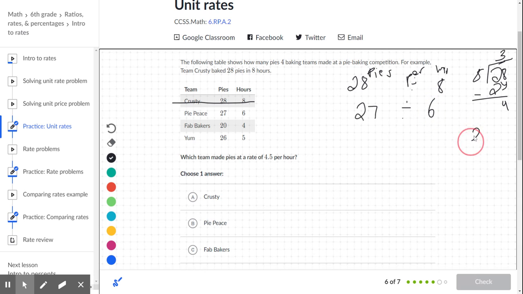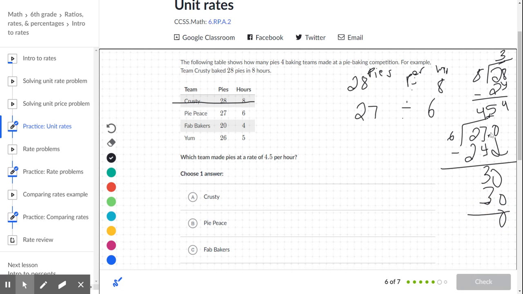So that's 27 divided by 6. 6 can go into 27 4 times because 4 times 6 is 24. When I subtract it out, I am left with 3. I write decimal, decimal, 0, and I bring it down. 6 can go into 30 5 times because 5 times 6 is 30, and 30 minus 30 is 0. My 4.5 that I'm looking for, I just got it here at pie piece. So that will be my answer.